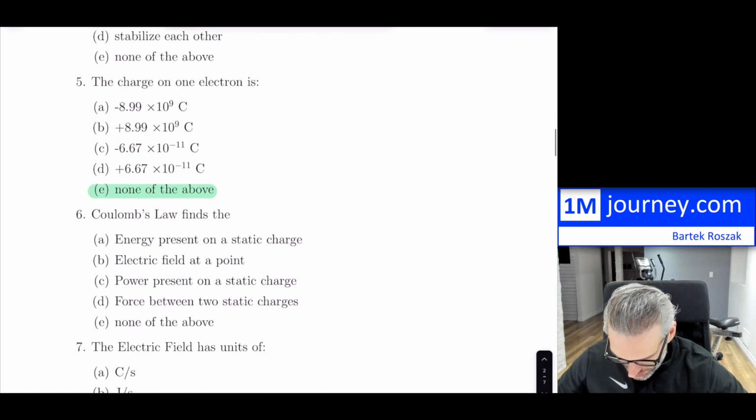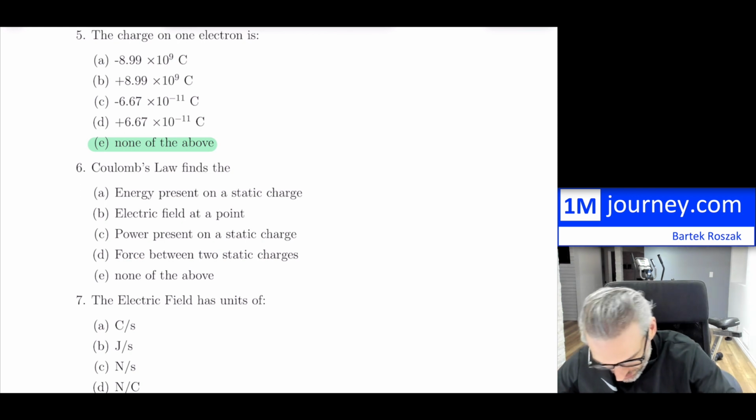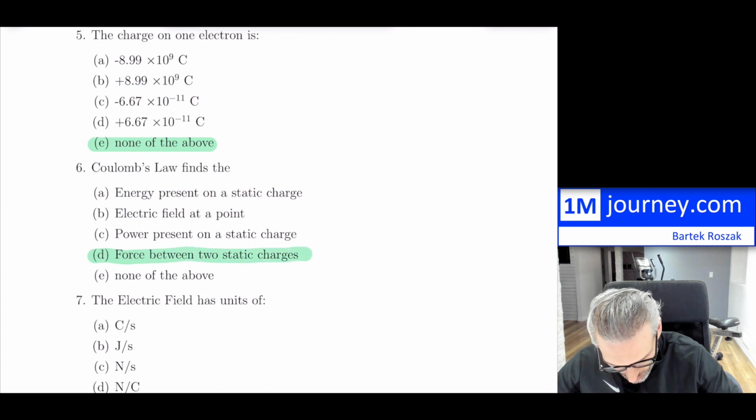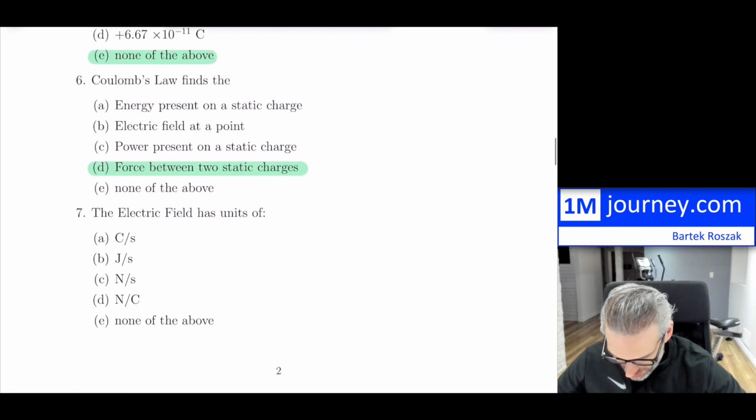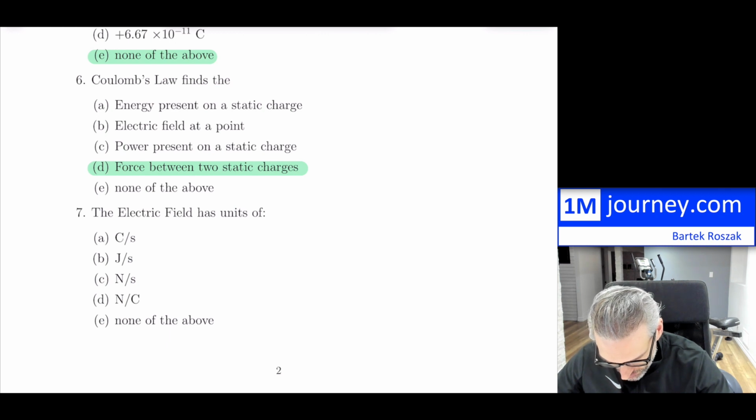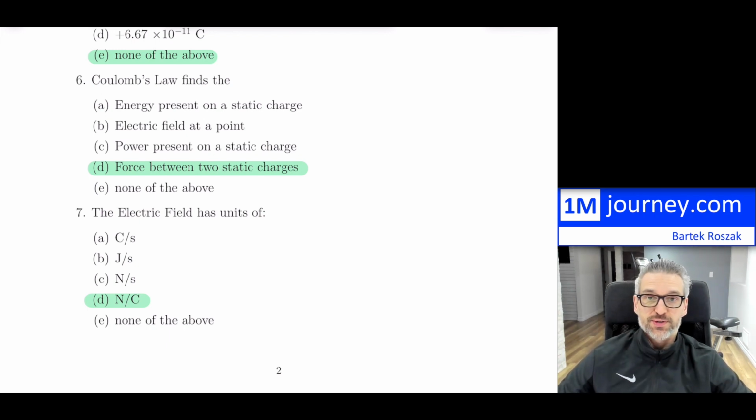All right, so number 6, Coulomb's law finds the energy present. No. Electric field. No. I mean, we can use Coulomb's law to find the electric field at a point from a static charge, but that's not what Coulomb's law finds. So it looks like it's the force between 2 static charges. That would be the answer there. Number 7, the electric field has units of, all right, that one's easy. That's going to be newtons per coulomb. And that completes the entire multiple choice.